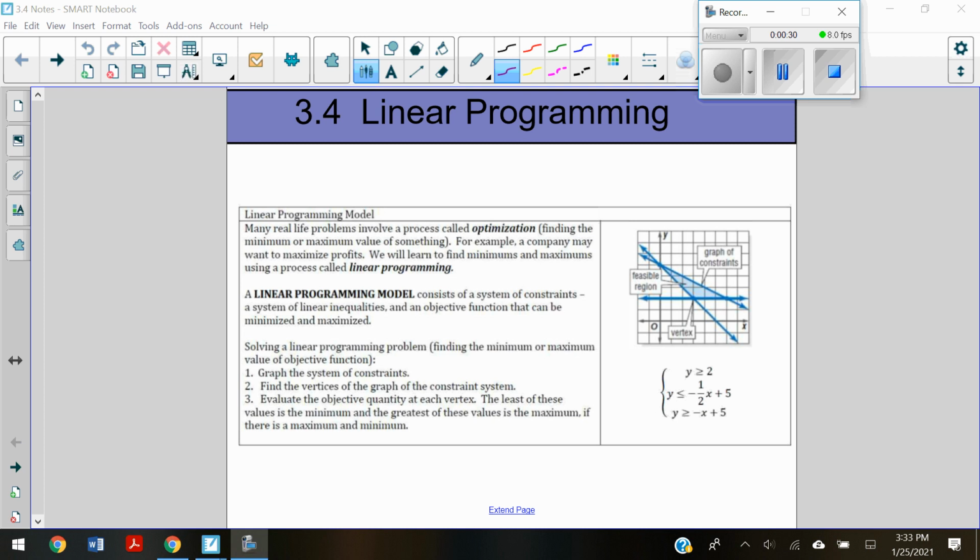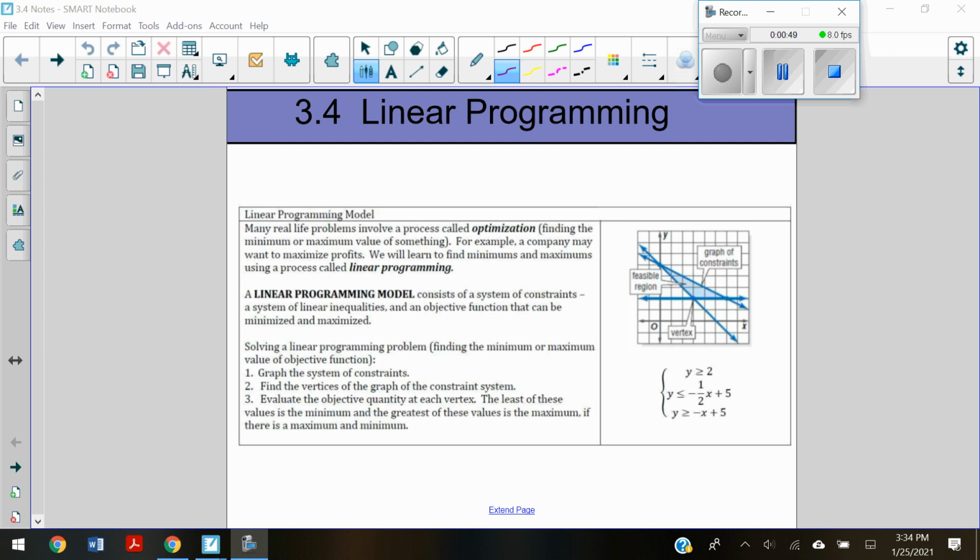So a linear programming model consists of constraints. Those constraints are the system of linear inequalities you have. And then we have an objective function. The objective function pulls in what we need to maximize or minimize, like profit or something like that.